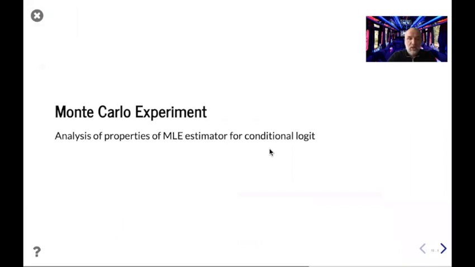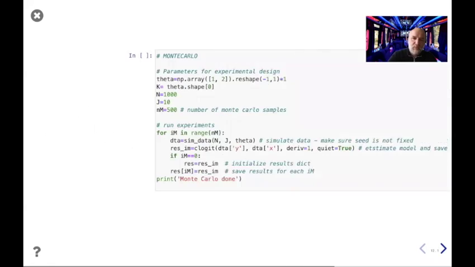Now I want to talk about Monte Carlo. We want to do a little analysis of some of the properties of the maximum likelihood estimator for the conditional logit model. Remember, in the beginning we re-estimated the parameters on different samples and got different results every time. We're going to look at that more systematically now.